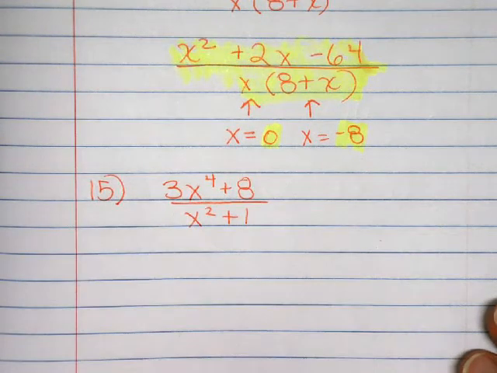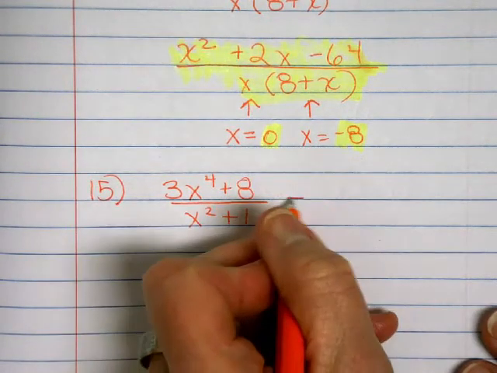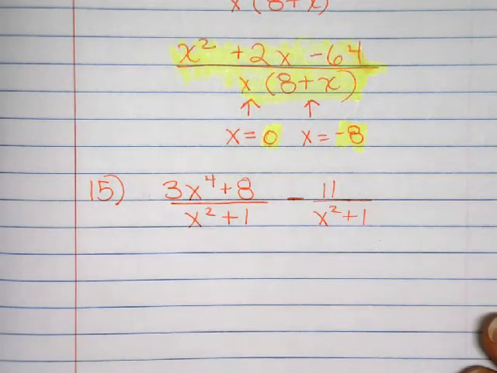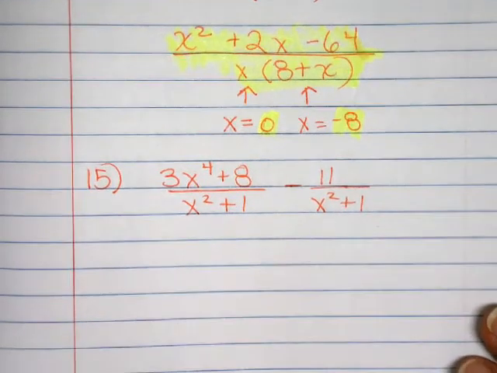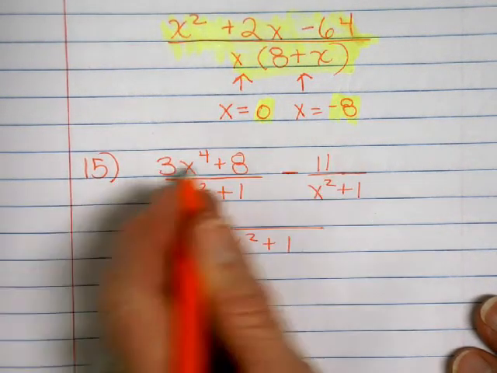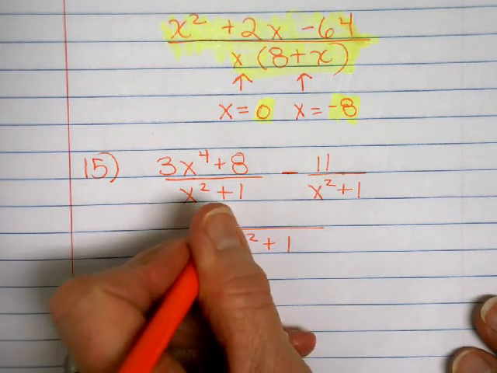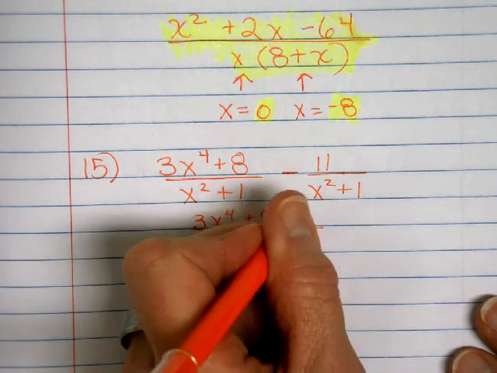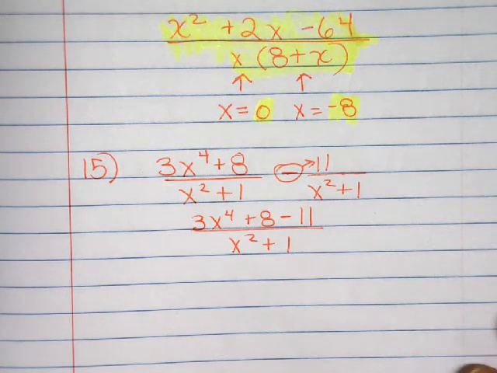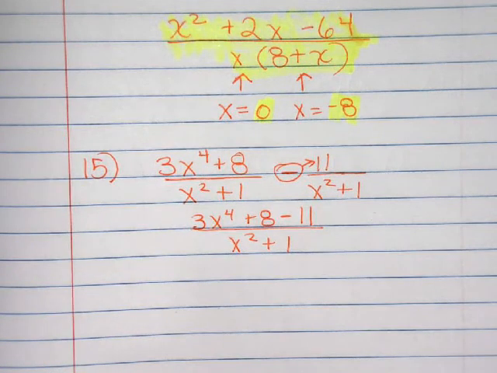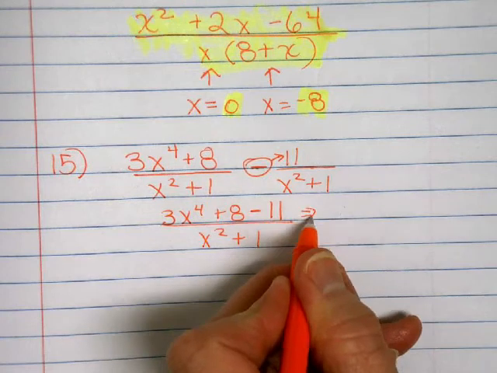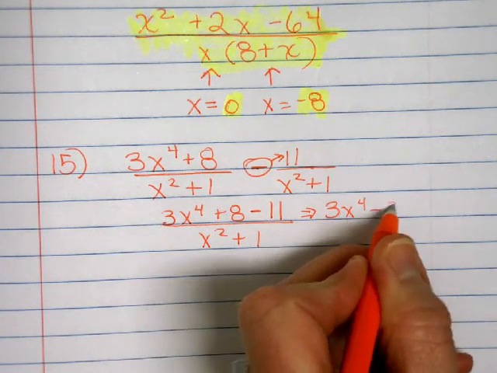Number 15. 3x to the 4th plus 8, that's an interesting binomial, over x squared plus 1. That's a nice denominator. We're subtracting 11 over x squared plus 1. Yes, that could happen. We already have like denominators, so I can just put these two numerators over x squared plus 1: 3x to the 4th plus 8 minus 11. This time I just move my minus to my numerator. So no harm, no foul.